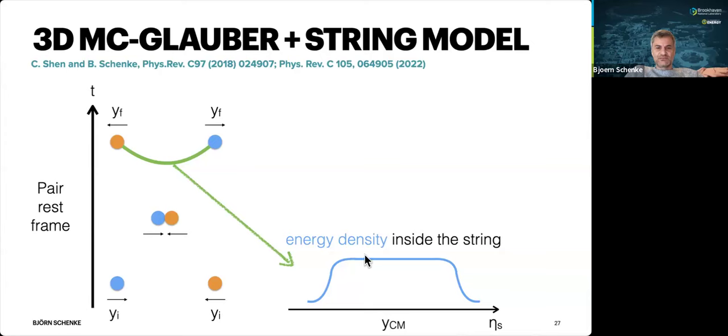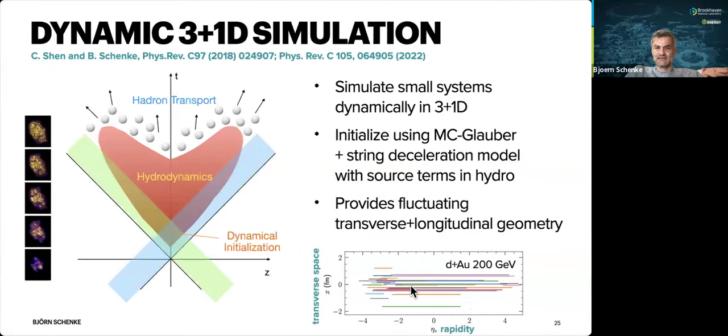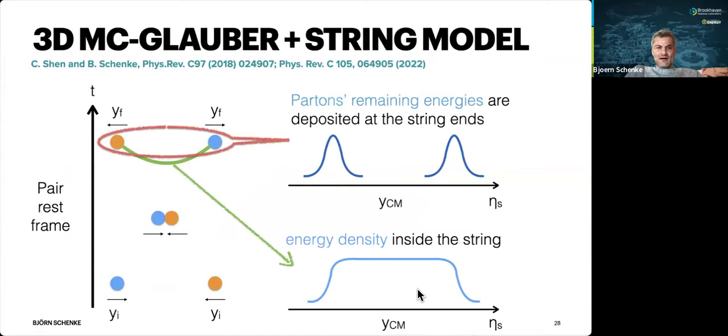So that's essentially a distribution like that. That's assumed to be flat and then drop off, like I think with 2½ Gaussians or so for each nucleon-nucleon collision, right? So if you have many of them, essentially for each line in this plot here. And then the remaining energies are deposited at the string ends. So whatever they haven't lost, right? They still have.